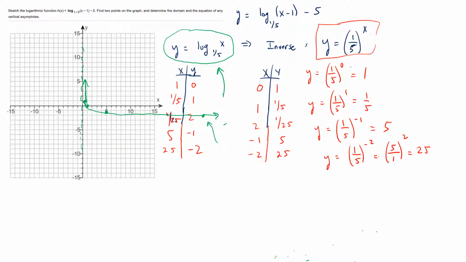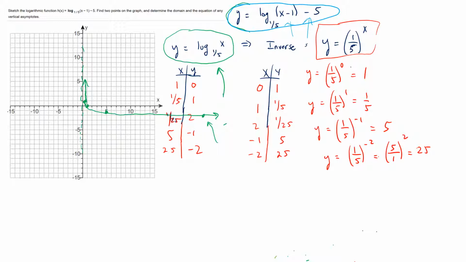Right, now we just graphed y equals log x base 1/5, but of course we actually want this function up here, y equals log x minus 1 base 1/5 minus 5. Well, the minus 1 on the inside shifts the graph to the right 1 unit. If we think back to the horizontal and vertical transformations, since there's a minus 1 on the inside, that shifts the graph to the right 1 unit. If it were a plus 1, it would shift it left. And then the minus 5 on the end shifts it down.